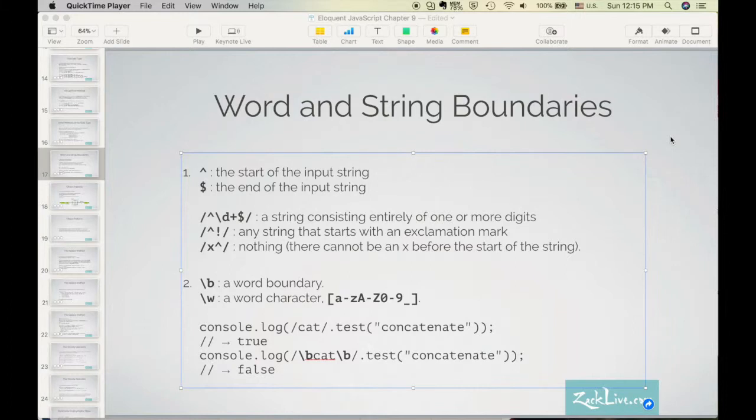Hi, I'm Zach. Today we will continue with regular expressions in chapter 9 of Eloquent JavaScript. Let's begin with word and string boundary.